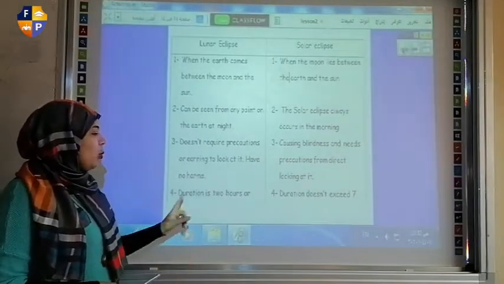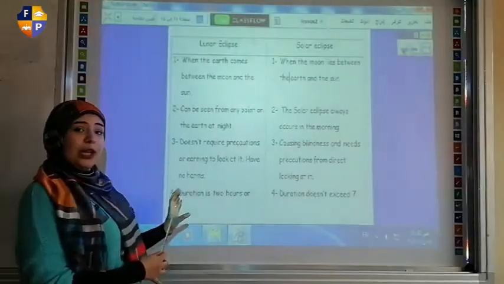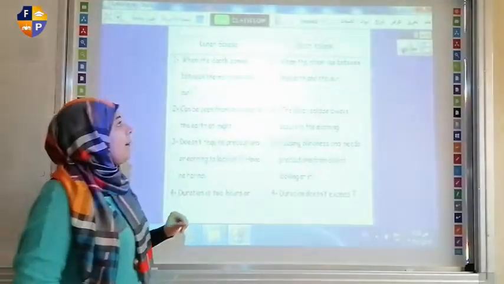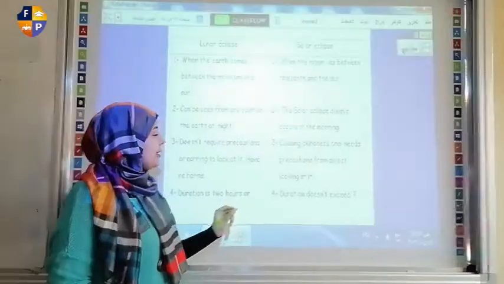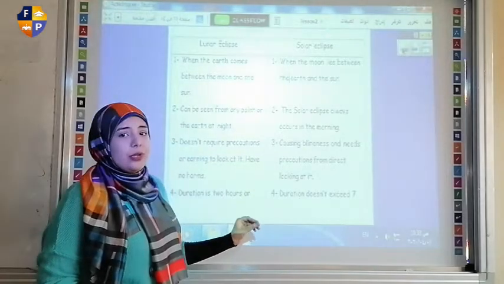Lunar eclipse will last for 1 or 2 hours. We can see this beautiful phenomenon for 1 or 2 hours. But in solar eclipse, we can see this beautiful phenomenon only for 7 minutes and 40 seconds.